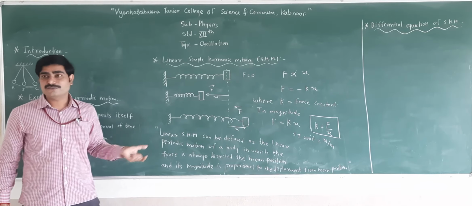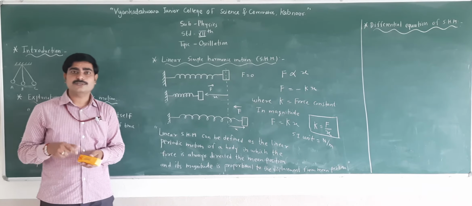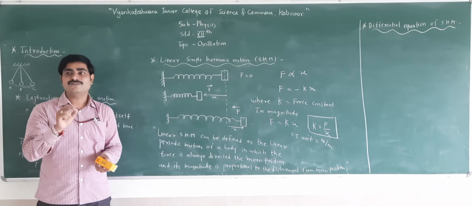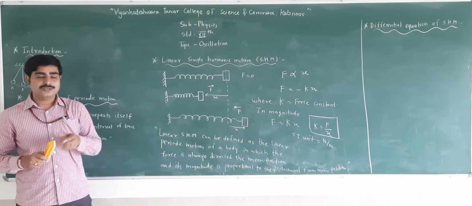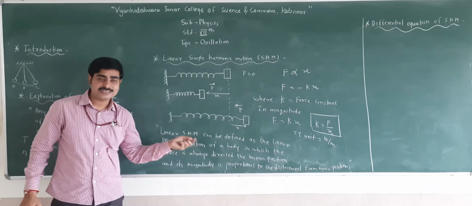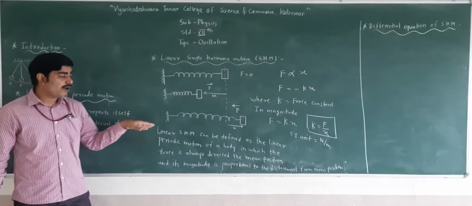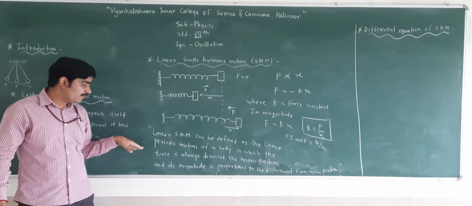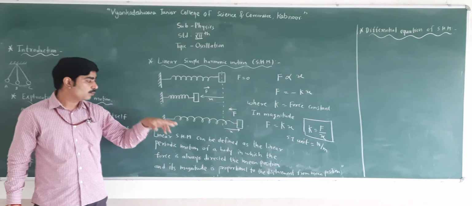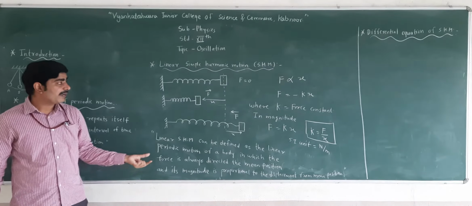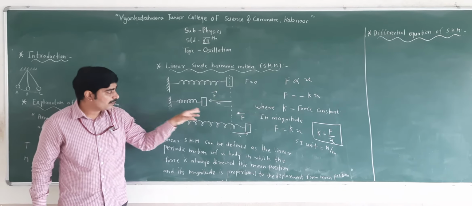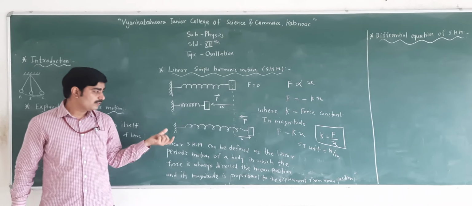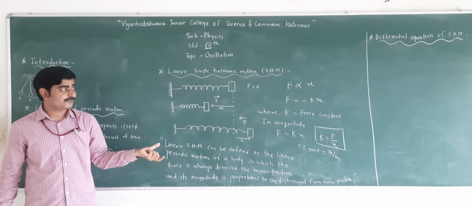Again, there is a definition of the linear SHM. During the examination, the question may be asked, define linear SHM. The linear SHM can be defined as a linear periodic motion of a body in which the force is always directed towards the mean position and its magnitude is proportional to the displacement from the mean position. This is the definition of linear SHM.